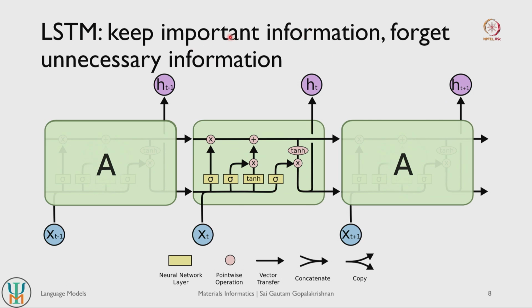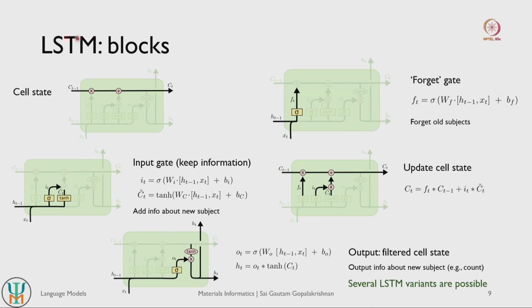And the focus of LSTM is to keep the important information for as long as possible and forget unnecessary information. So that is why it tries to remember as much of the important information as long as possible. So we can decompose this LSTM block into 5 different blocks. The first one is what is referred to as the cell state, right. So this basically is the set of information that is passed on through your network with minimal changes.